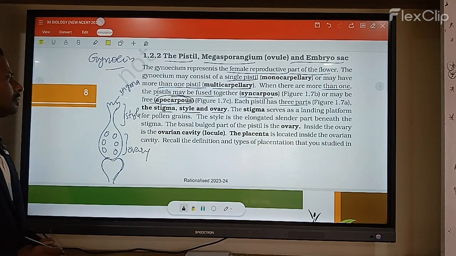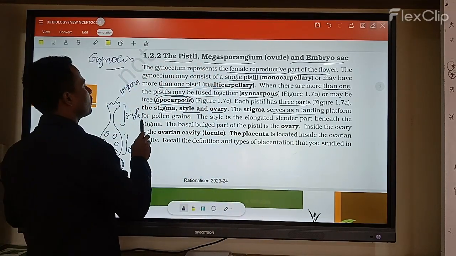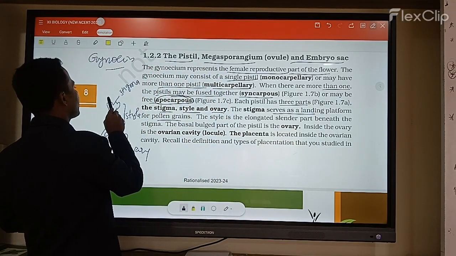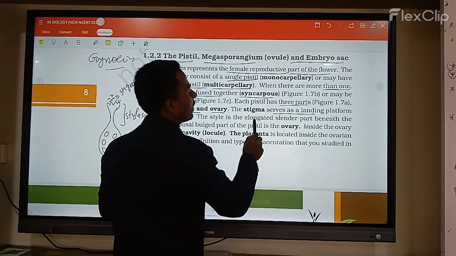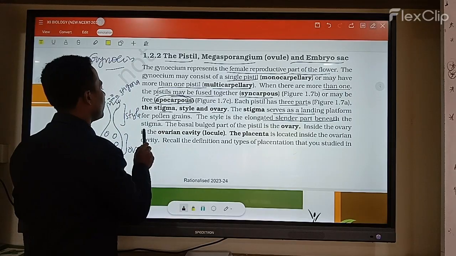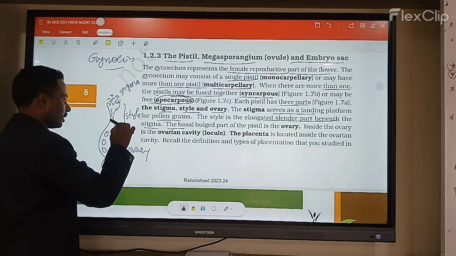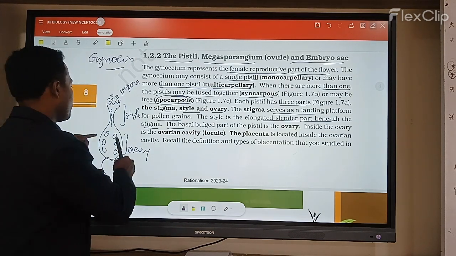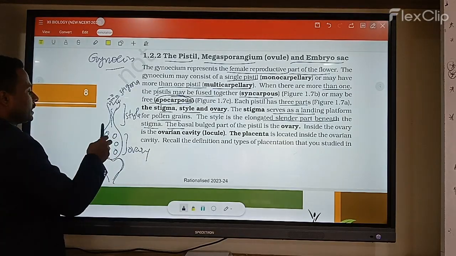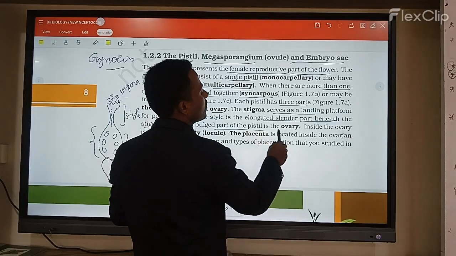Of these three parts, the stigma serves as the landing platform for pollen grains. Beneath the stigma, the style is the elongated, slender part. It helps in the formation of the pollen tube. And in the basal part, a bulged part is present. This bulged part is called the ovary. The basal bulged part of the pistil is called the ovary.